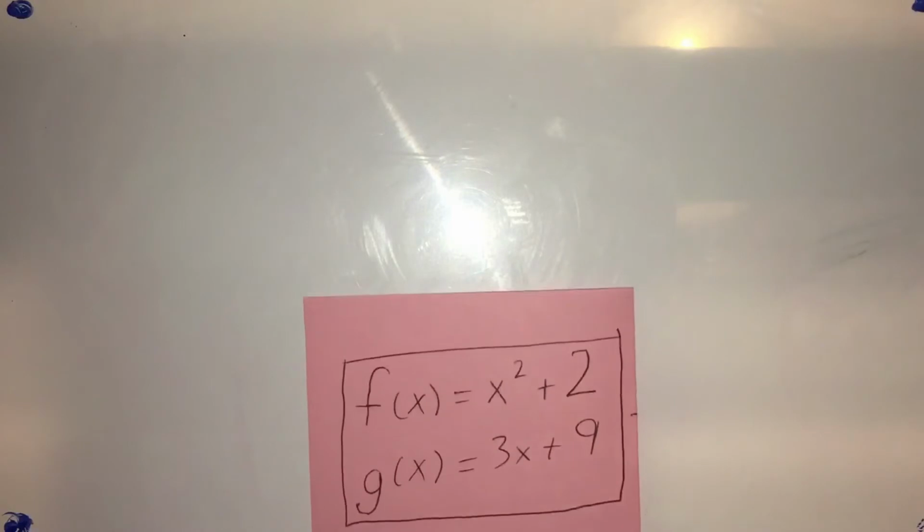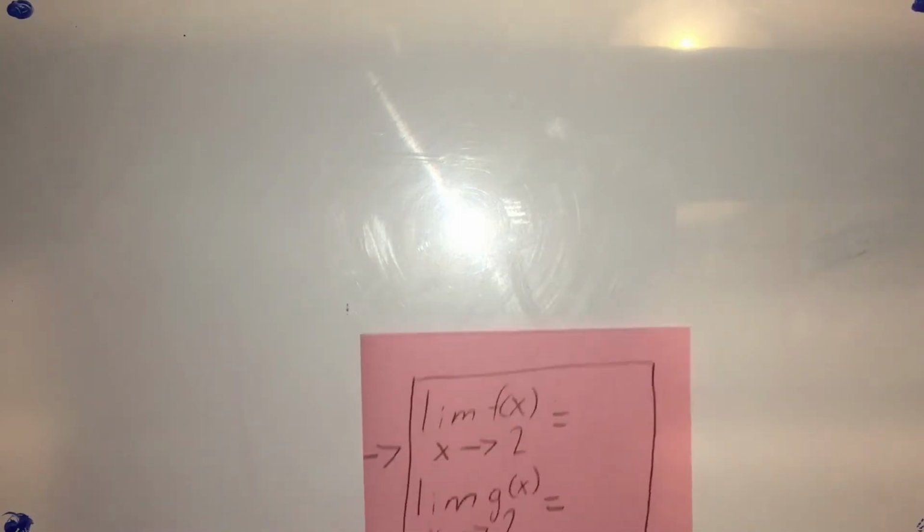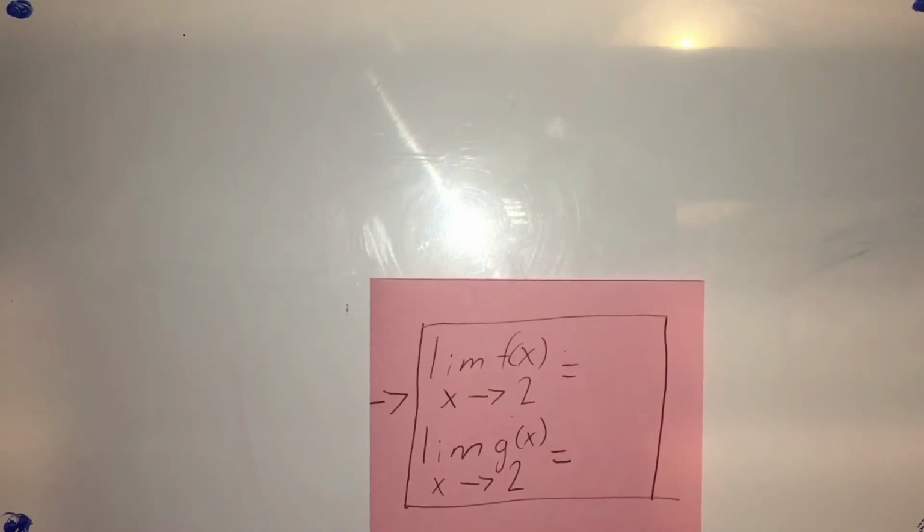Alright, to start things off, we're going to need our two functions, which are f of x equals x squared plus 2 and g of x equals 3x plus 9. Now, before we can do anything with these functions, we're going to need their limits. And we're going to find their limits at x is 2. So we're going to do that on our calculator.